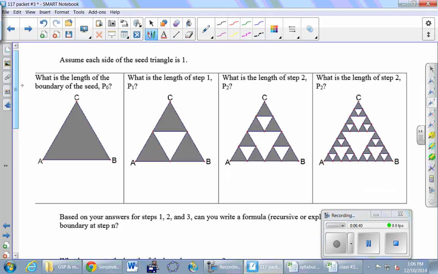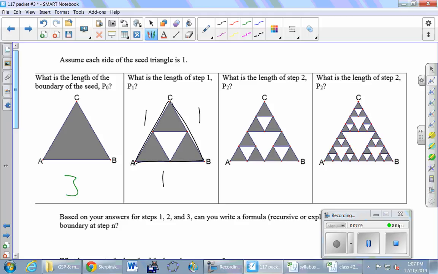Okay, so we're going to assume that each side of the seed triangle, the original triangle, is a length of 1. And we want to know what the length of the boundary of this guy is. So if they're all 1s, then the length is 3. So far, so good. And now we're going to look at step 1. We'll call this P sub 1 for the length of this guy. So this one might not be as obvious, but let's see what we can do. So we said that this and this and this, they're all 1s.